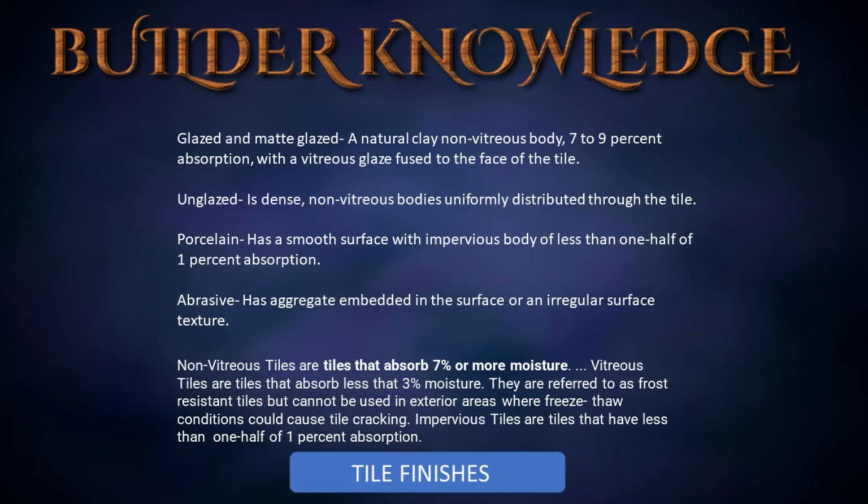Now most of us may not know what non-vitreous means. So I asked Petty Officer Google, and this is what he came up with. Hello, and thank you for asking me the question. Non-vitreous tiles are tiles that absorb 7% or more moisture. Vitreous tiles are tiles that absorb less than 3% moisture. They are referred to as frost-resistant tiles, but cannot be used in exterior areas, where freeze-thaw conditions could cause tile cracking. Impervious tiles are tiles that have less than 0.5% absorption.